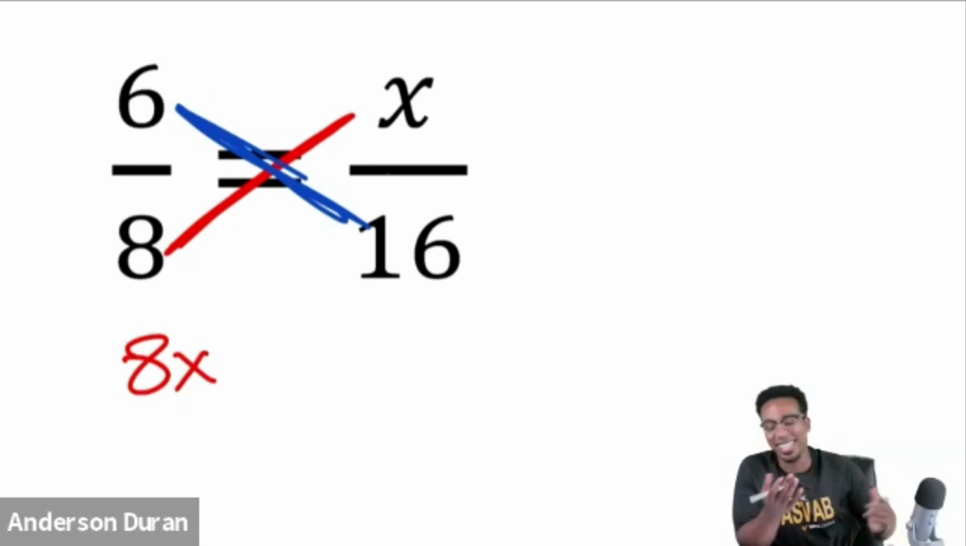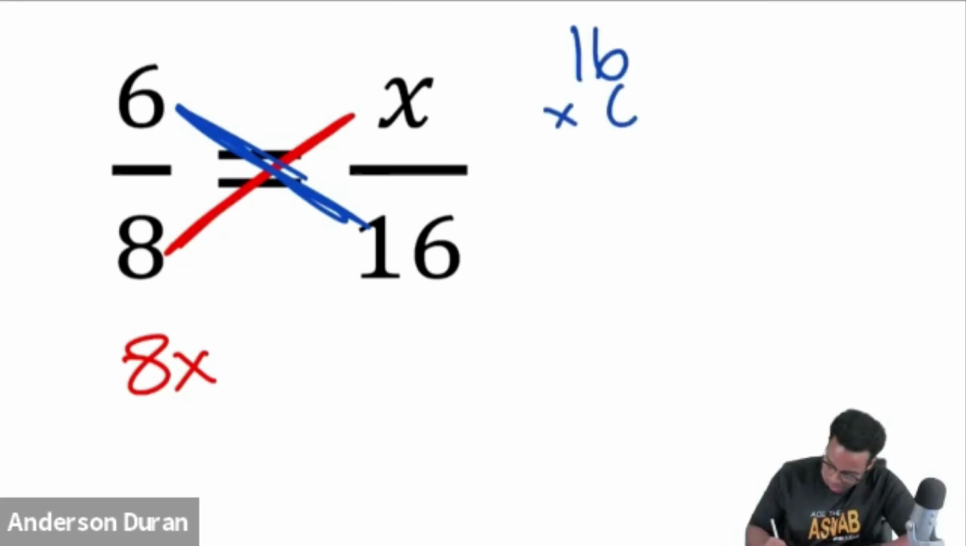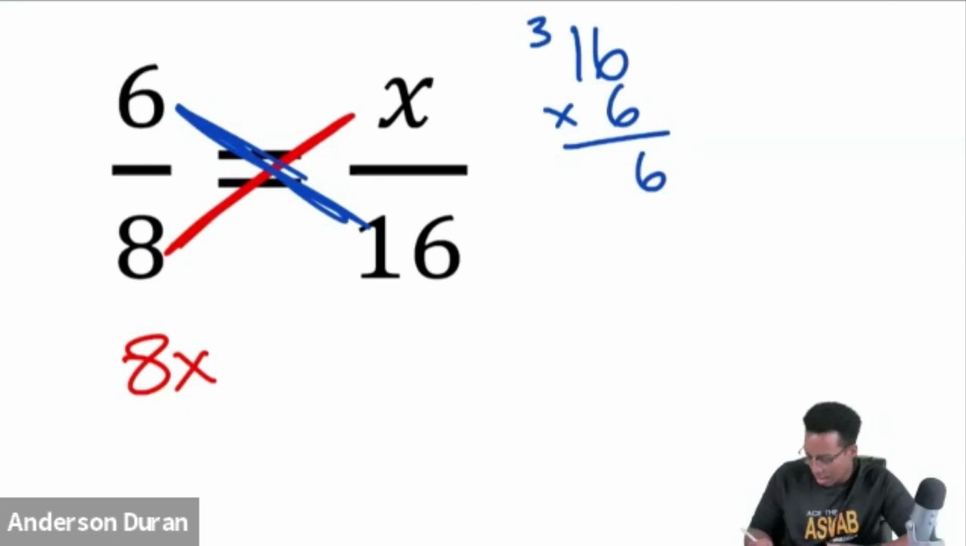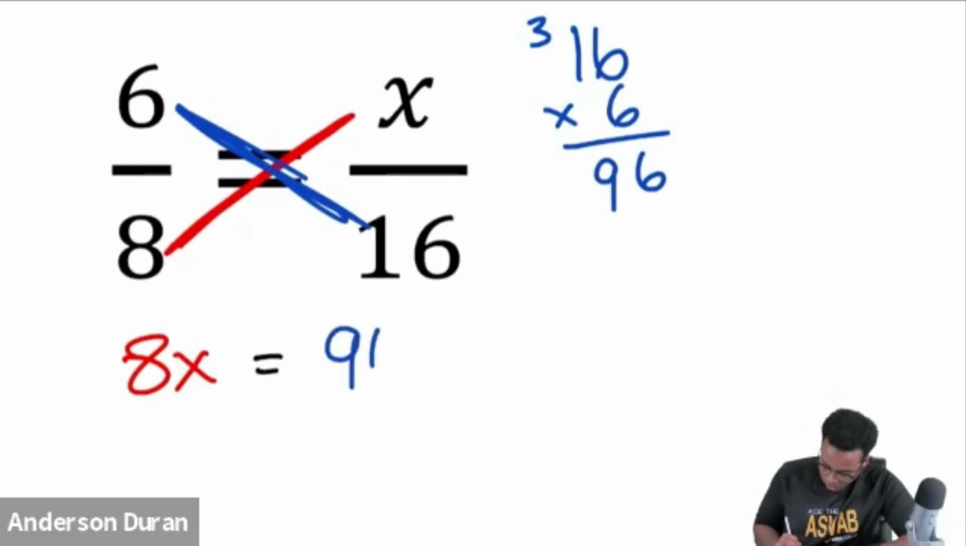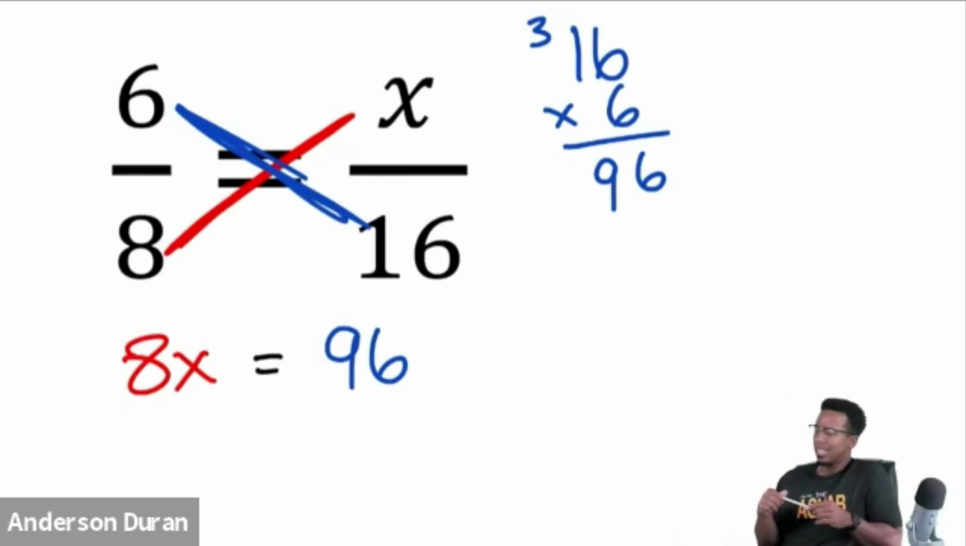So if you go ahead and do it, you can do 16 times 6, and you get 6 times 6, 36. 1 times 6, that's 6, plus 3 is 9. So you get 96. All right, cool. Then what you're going to do is you're going to go ahead and do what now to solve for x, everybody? What are we going to do once we have 8x equals 96?